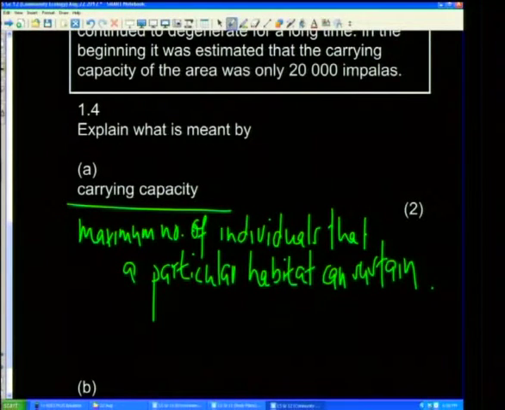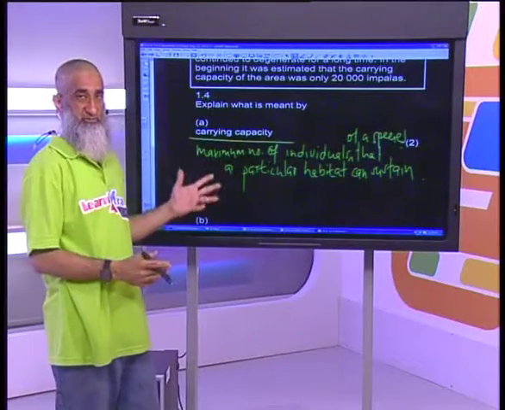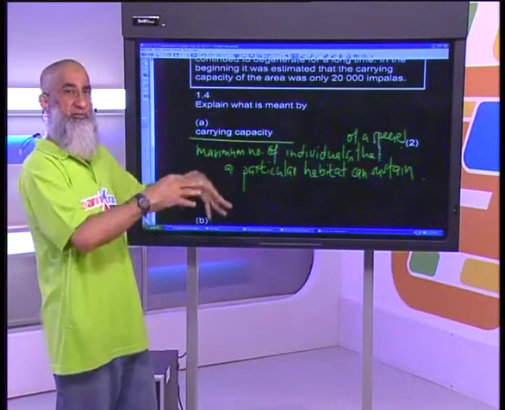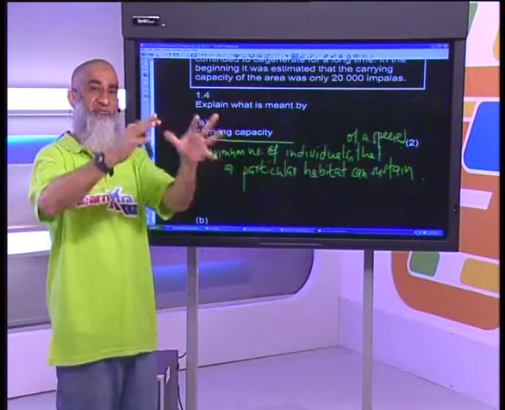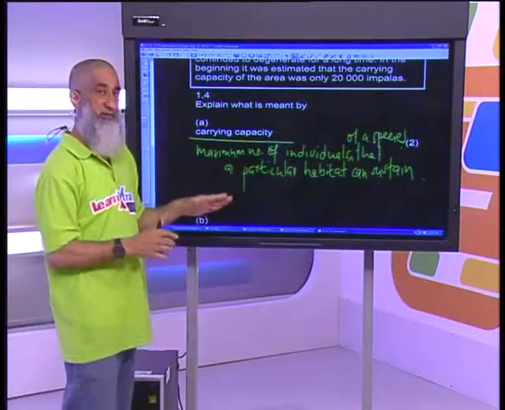And it's not a blanket thing, it's talking of a species. In other words, how many impalas in this case here? What is the carrying capacity of this environment for impala? What is the carrying capacity of this environment for grass, for buck, for whatever? So that's what carrying capacity means.